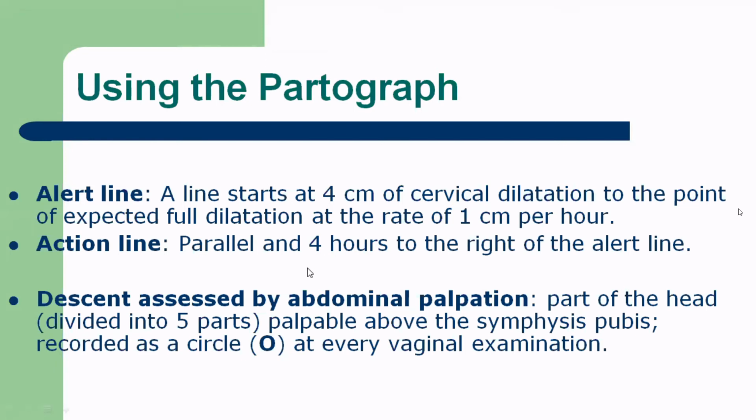Okay. Fetal descent is assessed by abdominal palpation. That is part of the fetal head. Head is divided into 5 parts, and you have to notice how much is palpable above the symphysis pubis. It is recorded as a circle so that you will not be confused with cervical dilatation. Okay, cervical dilatation is plotted as a cross, and fetal descent, head descent is recorded as a circle. This has to be done at every vaginal examination.